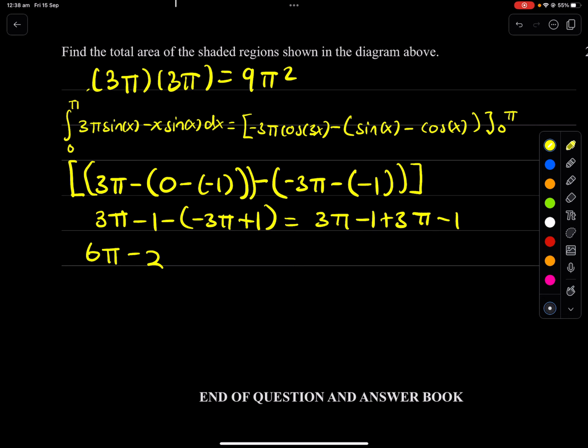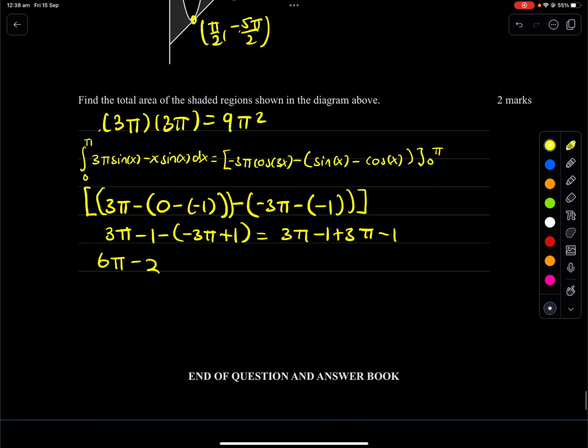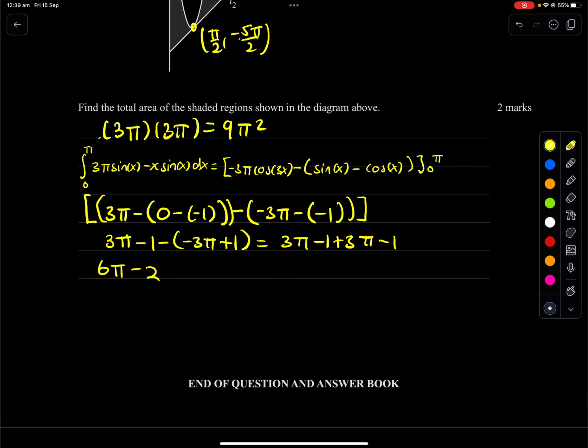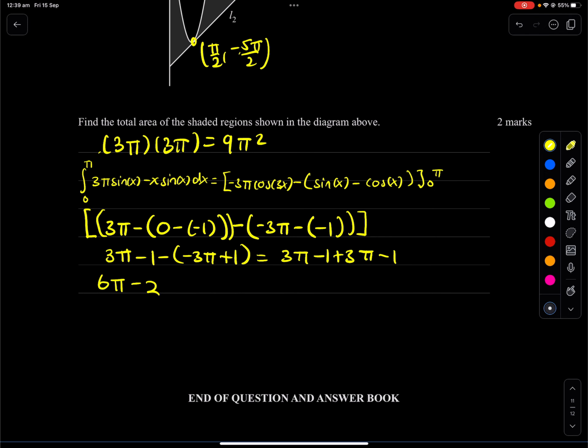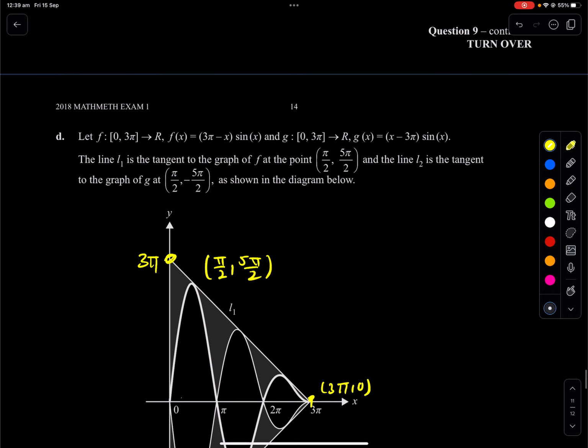Am I supposed to do something like this? Is this the long method that I'm doing, or is there a way to do it quicker? To find the shaded region. I feel like there's a quicker way, but I'm not seeing it.